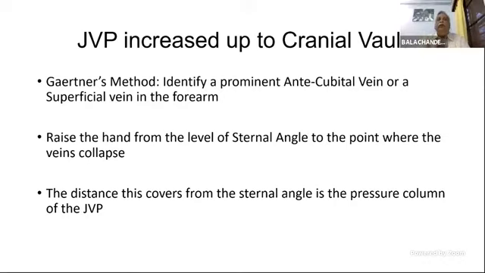We can use what is known as Gaertner's method. That is, you identify a prominent antecubital vein, a superficial vein in the forearm, and raise the hand from the level of the sternal angle to the point where the veins collapse. This is a little old method, and the distance covered from the sternal angle till the disappearance will give you the JVP. So this is called Gaertner's method, which can be used.